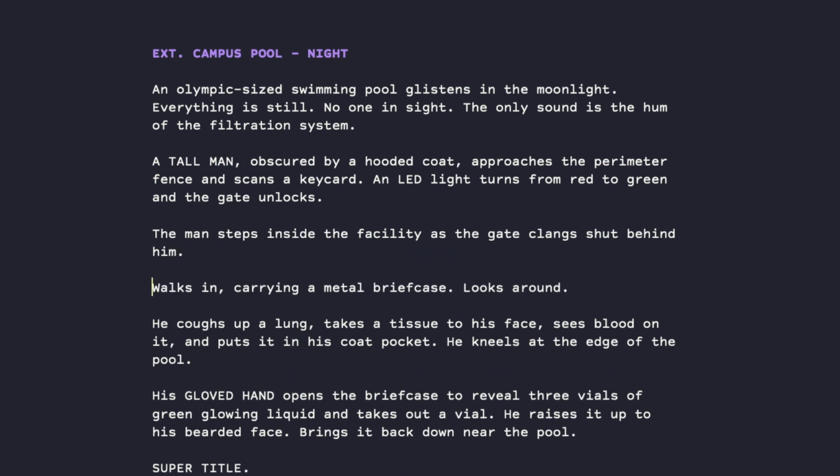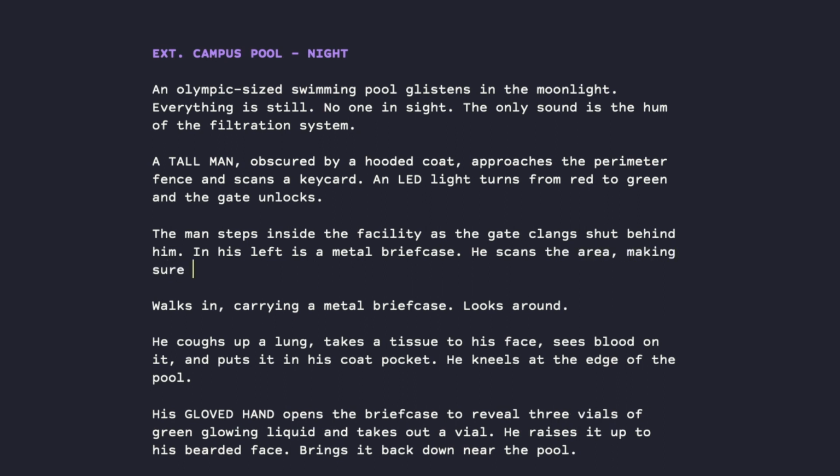Let's say in his left hand is a metal briefcase. I like this detail of him looking around. Why don't we say he scans the area, making sure he's alone.